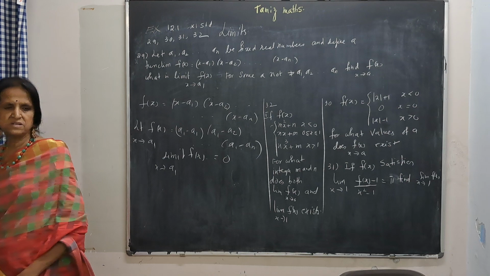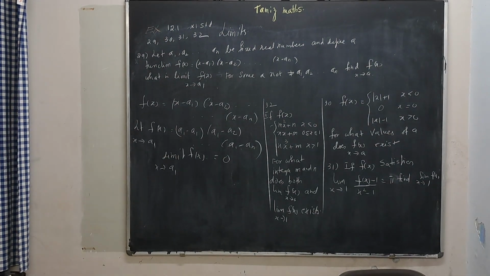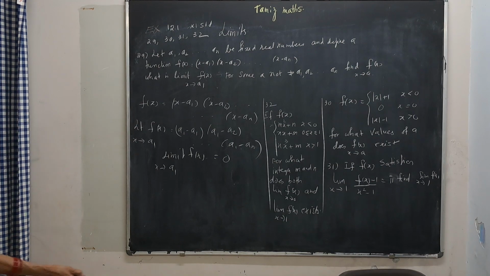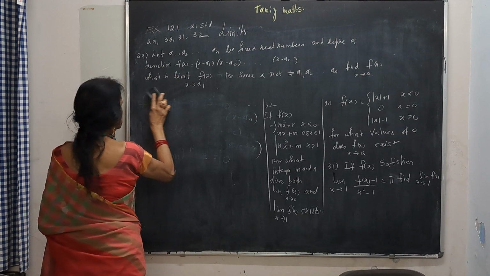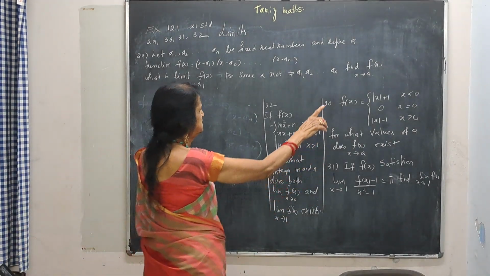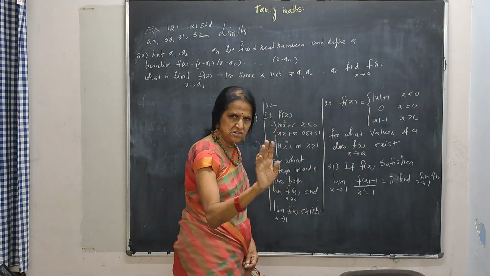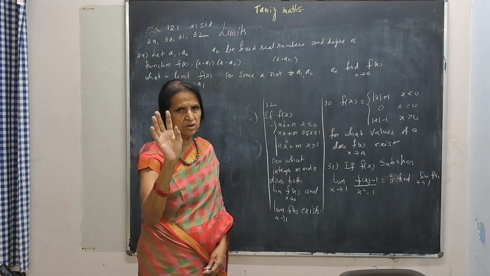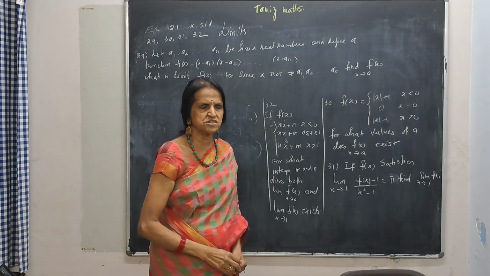Now we go for the second subdivision. What does the second subdivision say? What is the limit of f(x) as x tends to a, where a is not equal to a1 or a2 or an? If a is equal to a1 or a2 or an, then we know it will become 0.